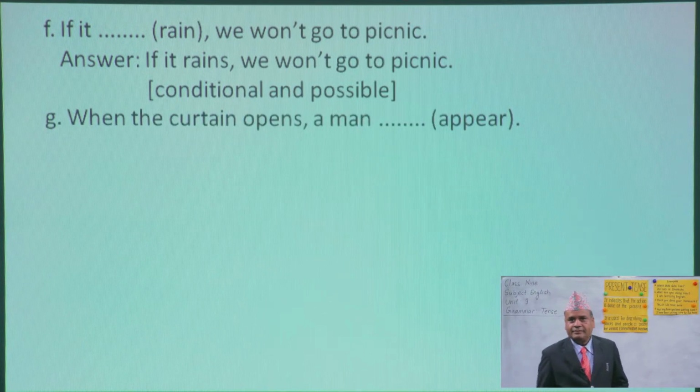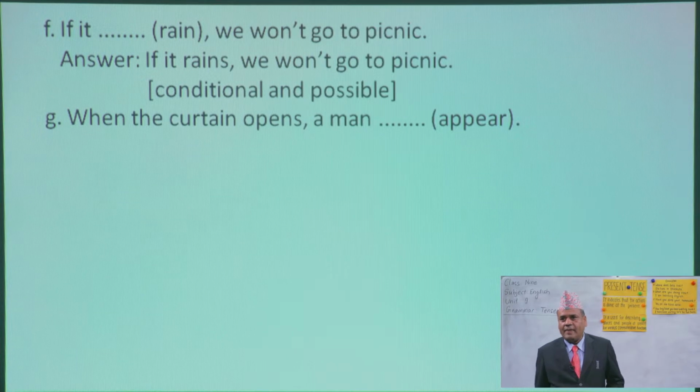And next is, when the curtain opens, a man does not appear. Okay, especially it comes in drama or the play.